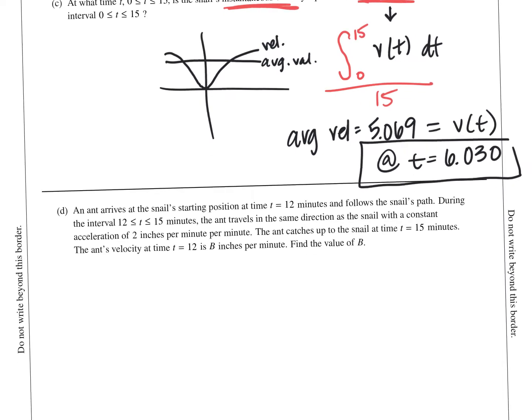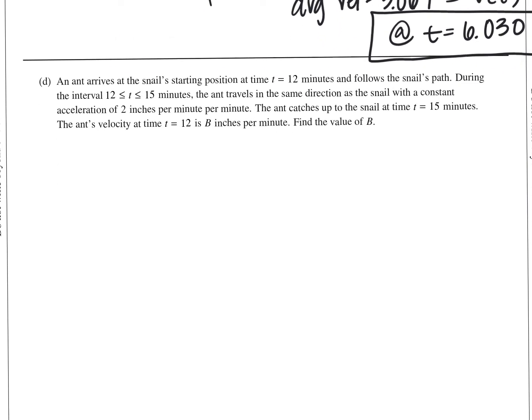It says an ant arrives. Here comes baby ant. Its starting position is at t equals 12 minutes and it follows the snail's path. During the interval from 12 to 15 minutes, the ant travels in the same direction as the snail with a constant acceleration of 2 inches per minute per minute. The ant catches up to the snail at t equals 15 minutes. Wow. The ant's velocity at t equals 12 is b inches per minute. Find the value of b.